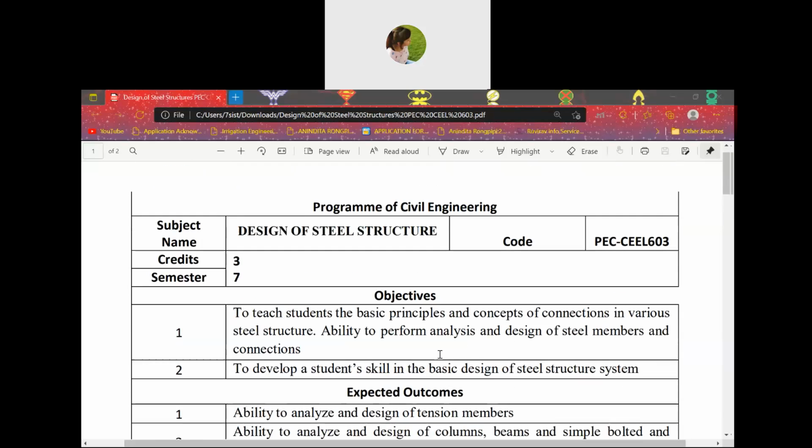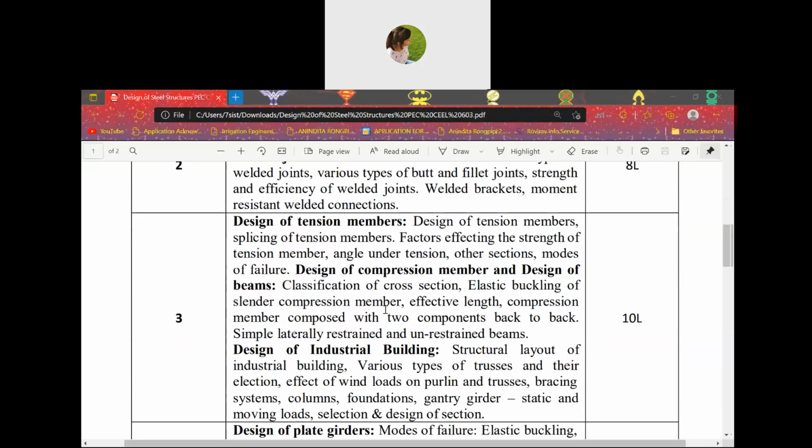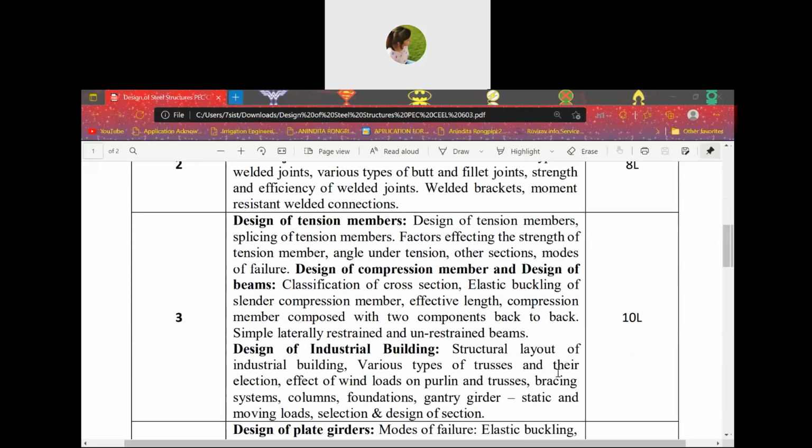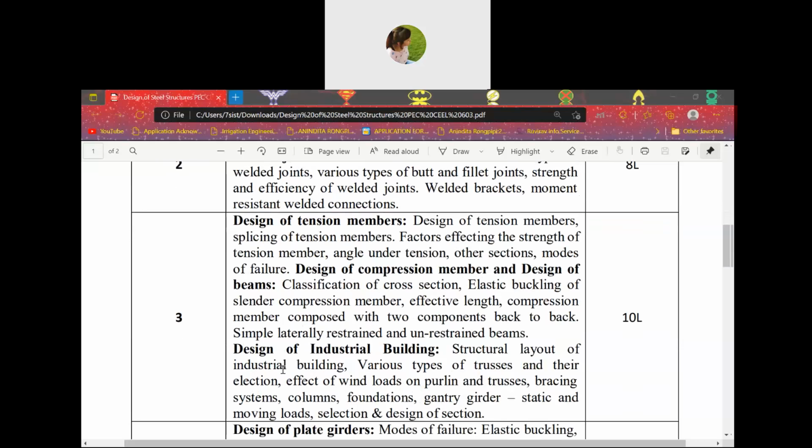That's all for this class, and we'll start from unit 3, Design of Industrial Building, from our next class. I'm sure Nabanita ma'am has started unit 1, so I'll be starting unit 3 from my part, which is Design of Industrial Building.